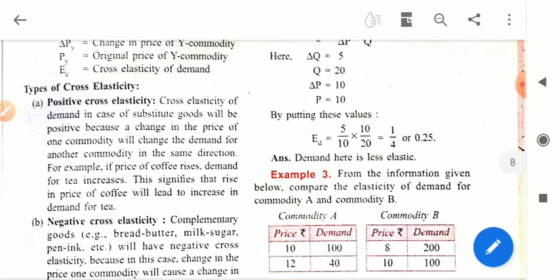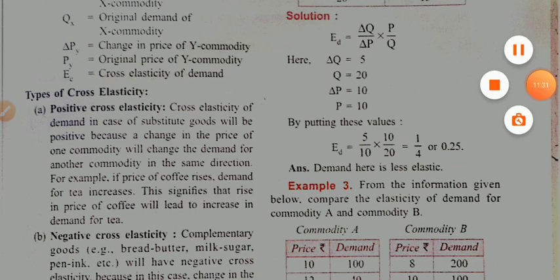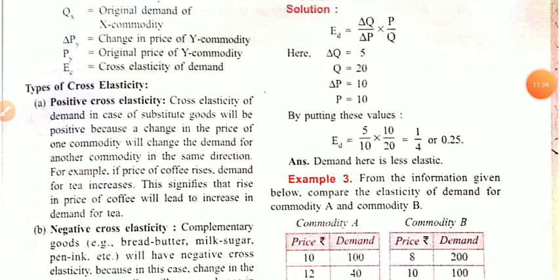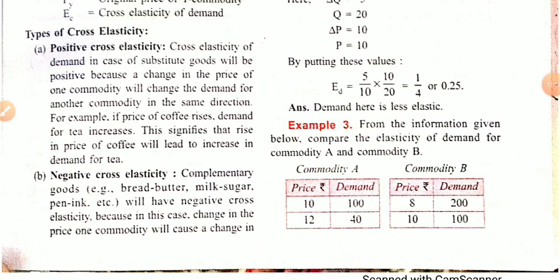Now let's talk about the types of cross elasticity of demand. Dear student, there are three types of cross elasticity of demand. First is positive cross elasticity of demand, second is negative cross elasticity of demand, and third is zero cross elasticity of demand.